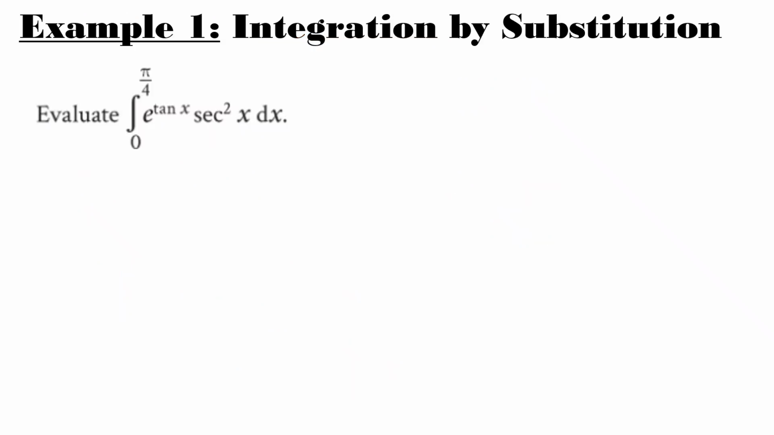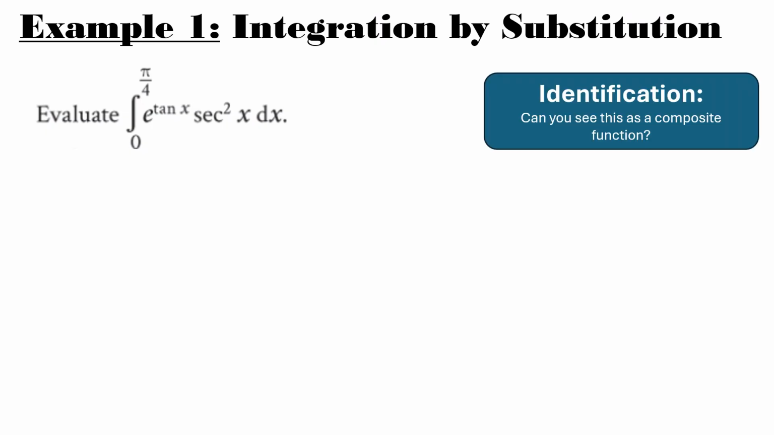So example 10, integration by substitution. The first thing I want to do is, can we identify that it's substitution? At first glance, you might say, is this not integration by parts because we have multiplication? That is absolutely true. However, what we want to identify first is, do we have a composite function? And we do. We can see the composite function piece right here.